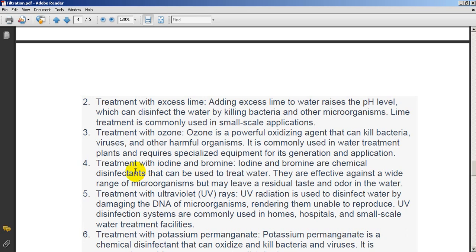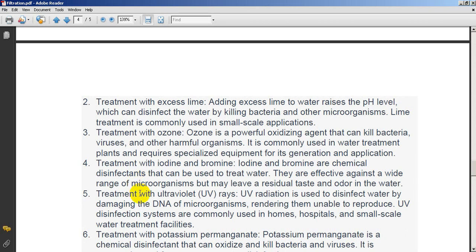Treatment with iodine and bromine. Iodine and bromine are chemical disinfectants that can be used to treat water. They are effective against a wide range of microorganisms but may leave a residual taste and odor in the water.